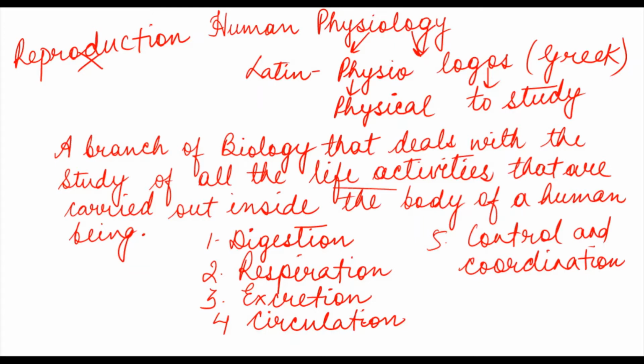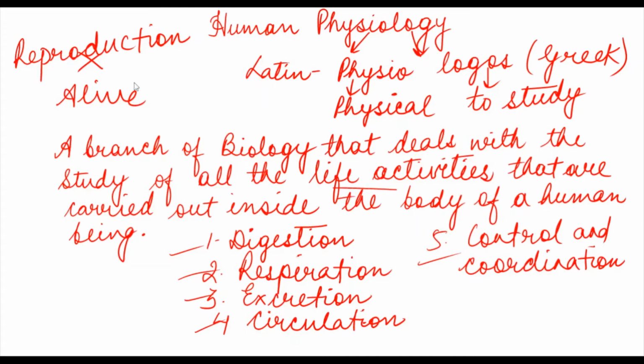जिंदा रहने के लिए, alive रहने के लिए ये सारे activities जरूरी हैं. Digestion, respiration, excretion, circulation, control and coordination. लेकिन reproduce करना ज़रूरी नहीं है. अगर कोई infertile है, कोई भी मेल या फीमेल, वो reproduce नहीं कर सकते, तो भी वो alive रह सकते हैं. They can remain alive. So that is the reason reproduction is not a life process.